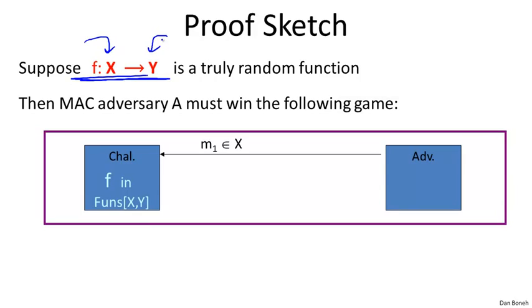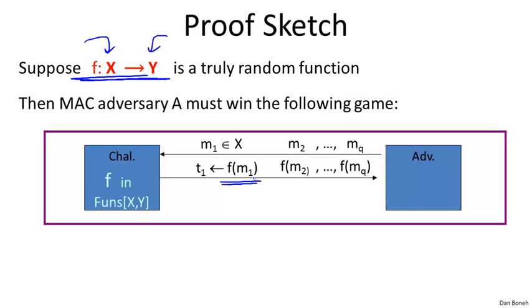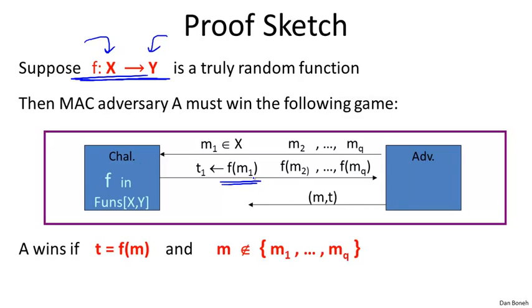So what the adversary says is, I want a tag on the message M1. What he gets back is the tag, which just happens to be the function evaluated at the point M1. Notice there's no key here because f is just a truly random function from X to Y. And then the adversary gets to choose a message M2 and he obtains the tag on M2. He chooses M3, M4 up to MQ and he obtains all the corresponding tags.